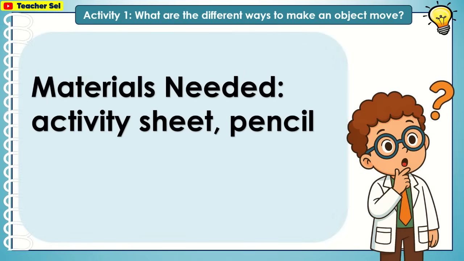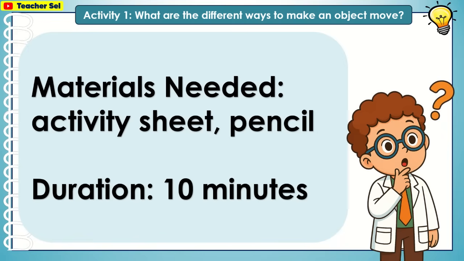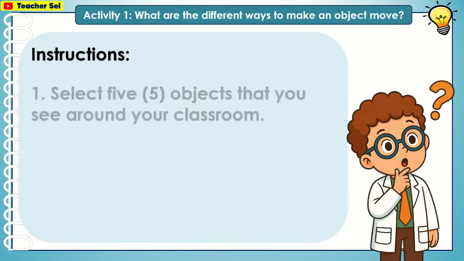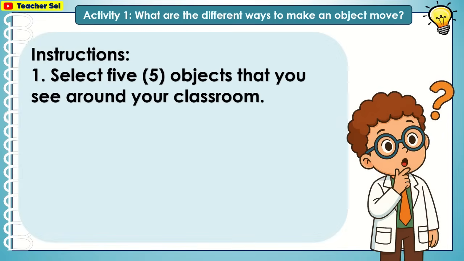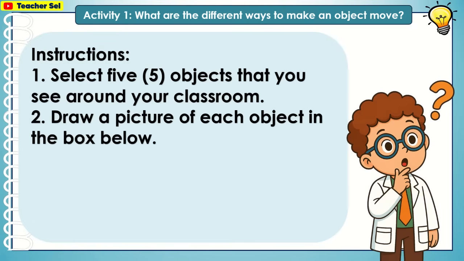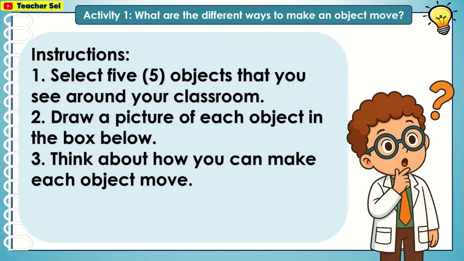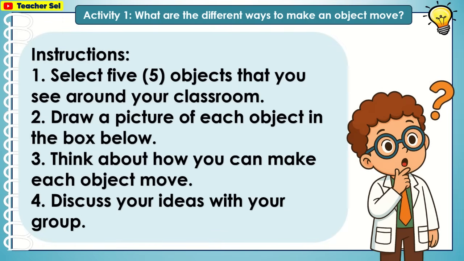Materials needed: activity sheet, pencil. Duration is 10 minutes. Instructions: select 5 objects that you see around your classroom. Draw a picture of each object in the box below. Think about how you can make each object move. Discuss your ideas with your group.